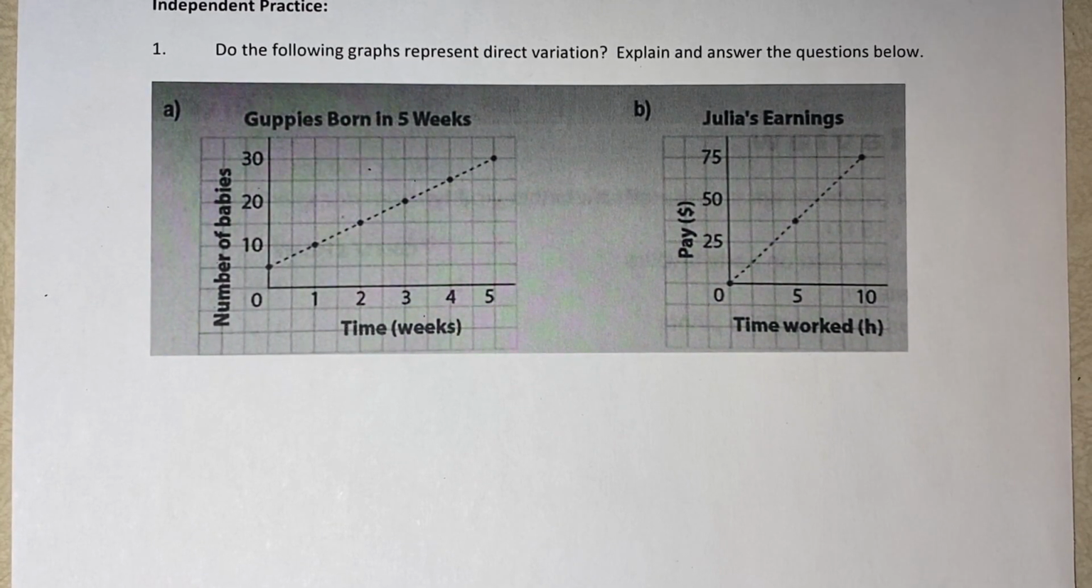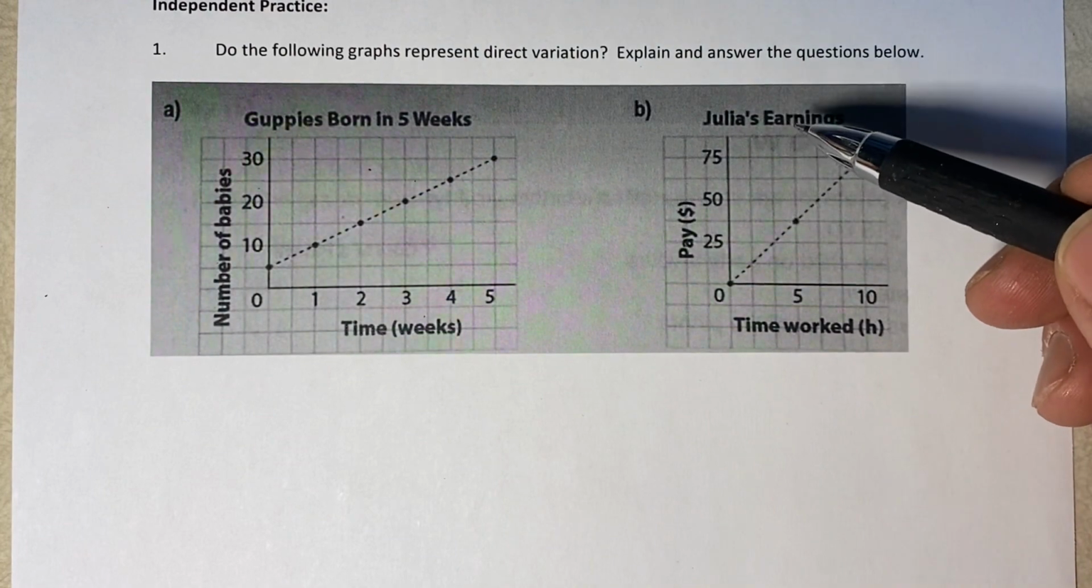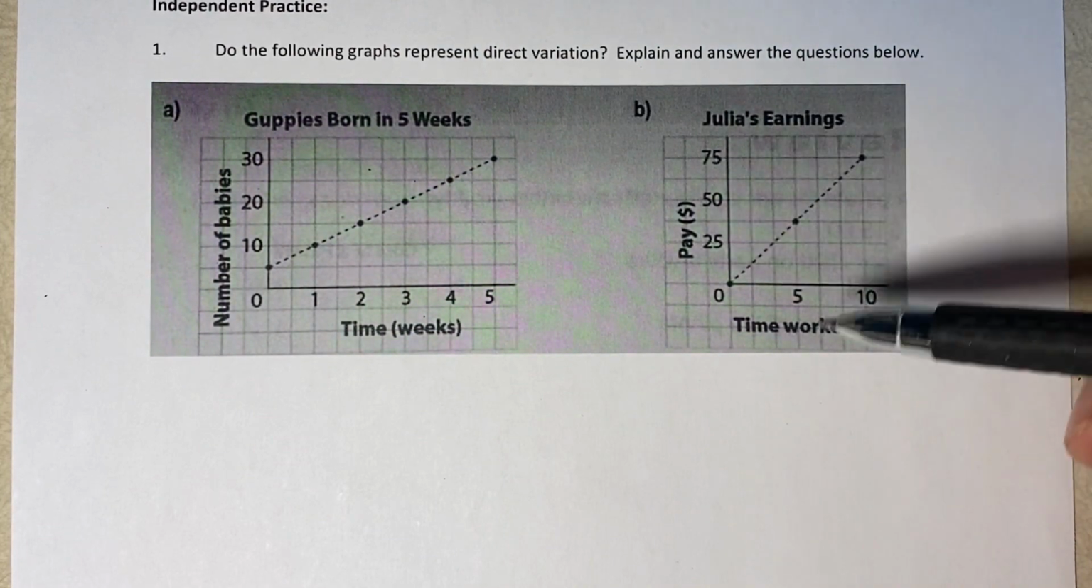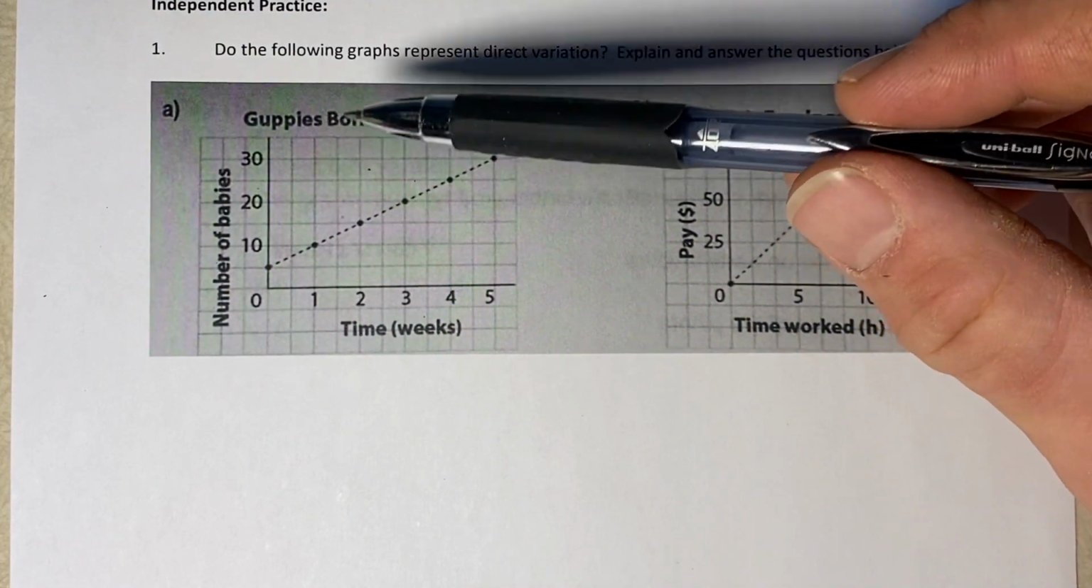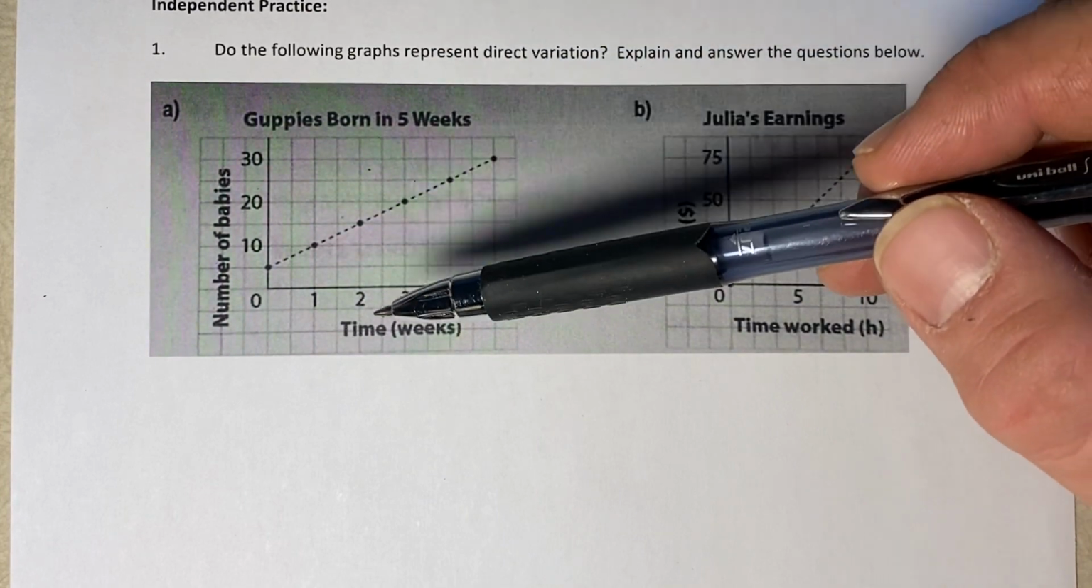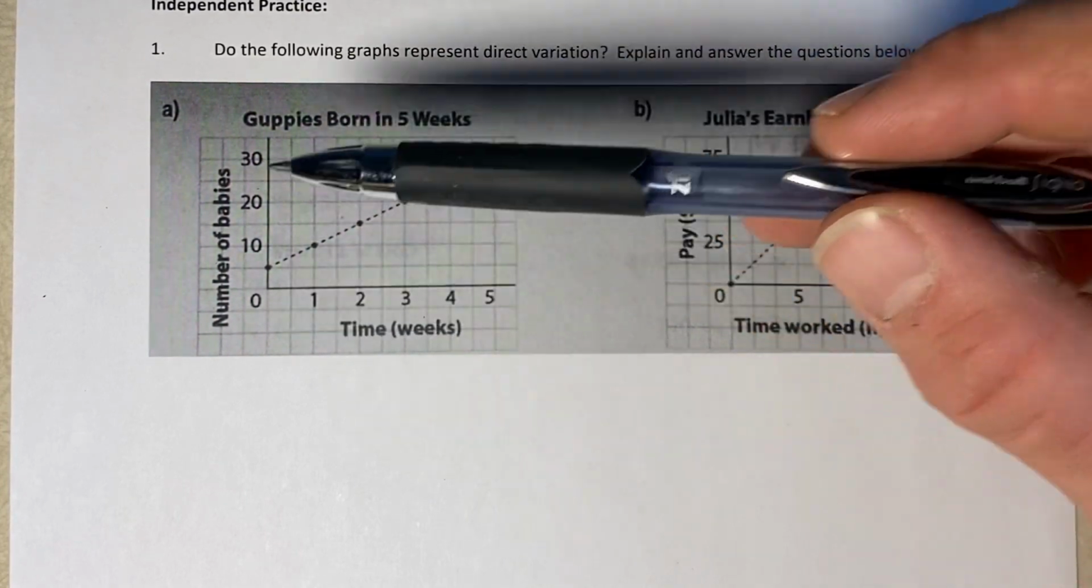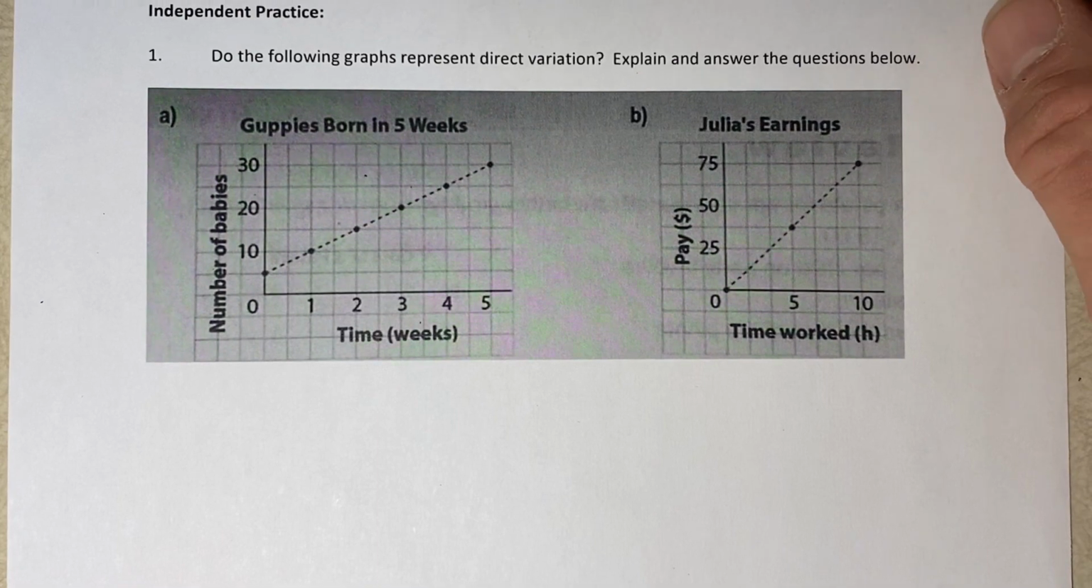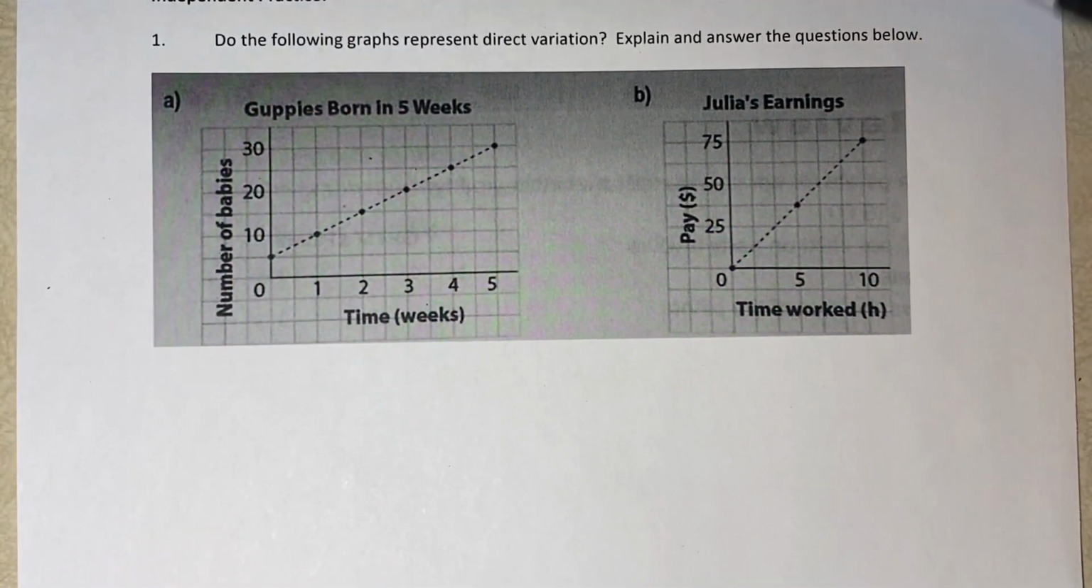Today we're taking a look at direct variation and partial variation. In a previous note, we'd examined how you can tell whether something is a direct variation or partial variation based off of either the graph, a table of values, or the equation. And here we see two graphs: a graph of Julia's earnings, which is her pay over time, and a graph of guppies born in 5 weeks. Time and number of babies are our axes. One of these is a direct variation and the other is a partial variation.